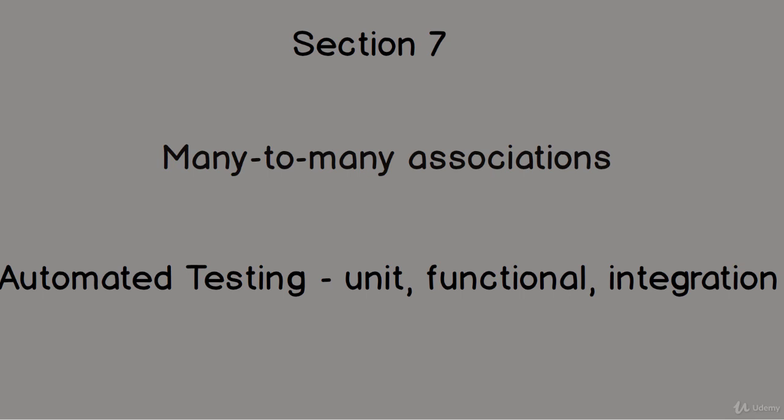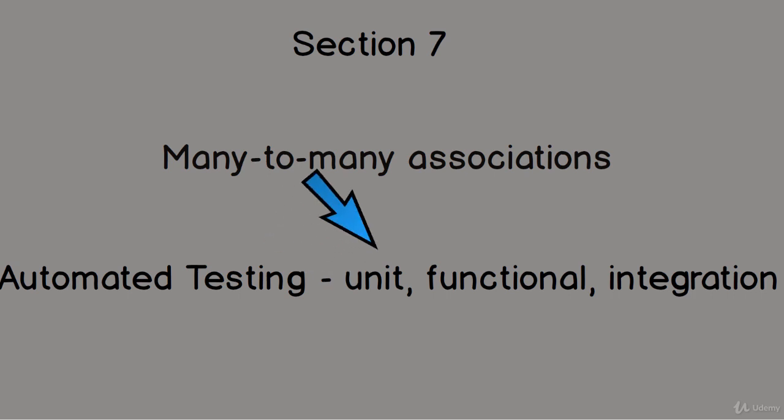We're going to cover associations in more detail in this section. Namely, we'll deal with a many-to-many association. But we'll also learn how to implement automated testing while adding this new many-to-many association in our application. And the feature we'll be adding to our application in this section is categories.